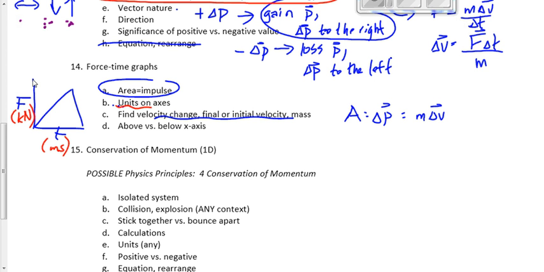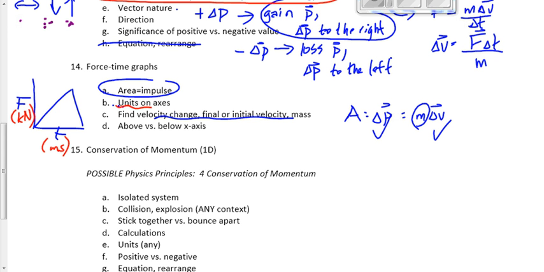So if you've got the impulse by the area, given the mass, you could find delta v. Or the other way around, given delta v, you could find the mass. So there's 3 variables in here really that you have to be able to find. Impulse, get the area. Mass, you take the area divided by delta v. Delta v, take the area divided by mass.